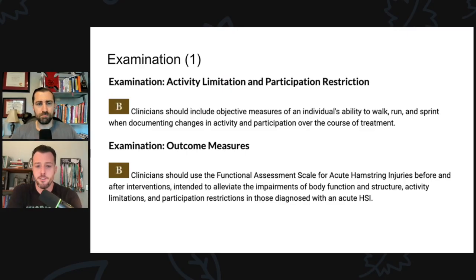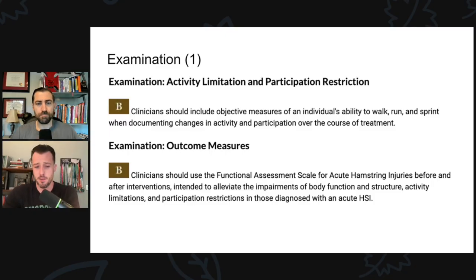Continuing with the examination, for activity limitation and participation restriction, we have B-level evidence that we should include objective measures of the patient's ability to walk, run, and sprint, and document those changes over time. So kind of looking at how they do early on and then how they're progressing through rehab, making sure that they're progressing well with those things.